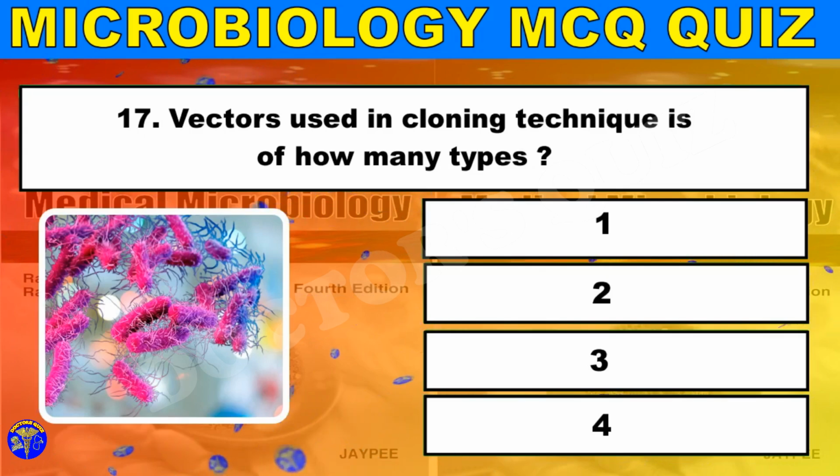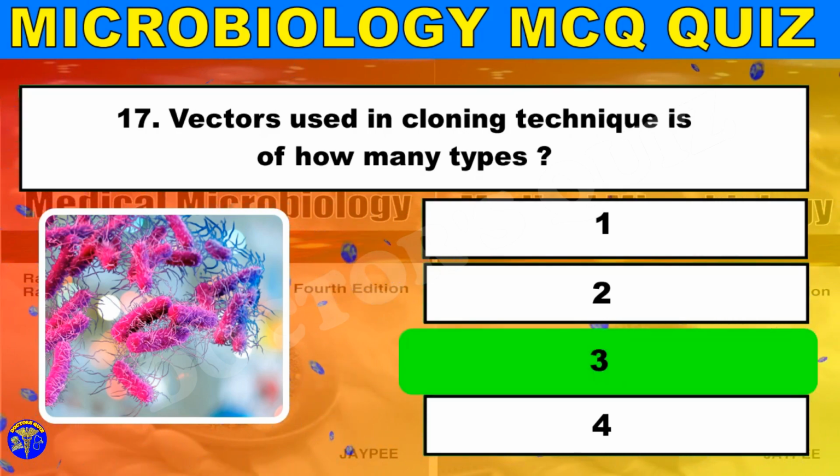The next question is vectors used in cloning technique is of how many types? The options are 1, 2, 3, and 4. The right answer is 3.